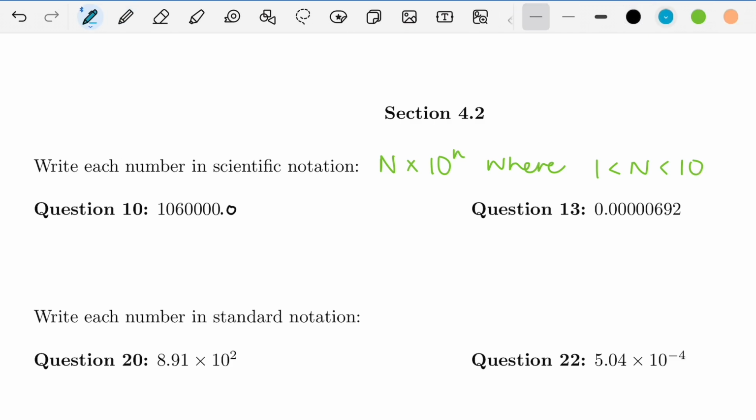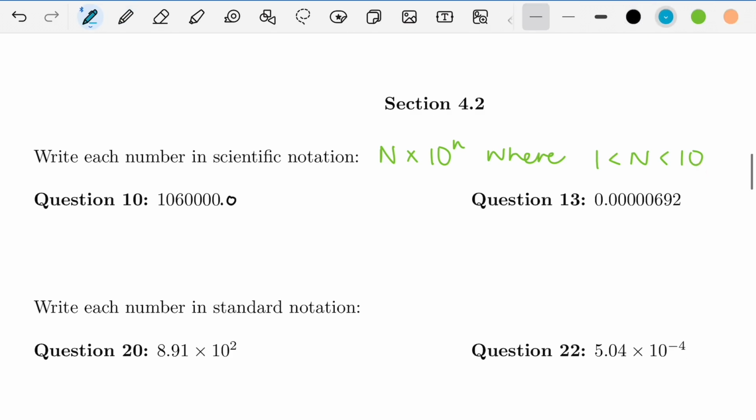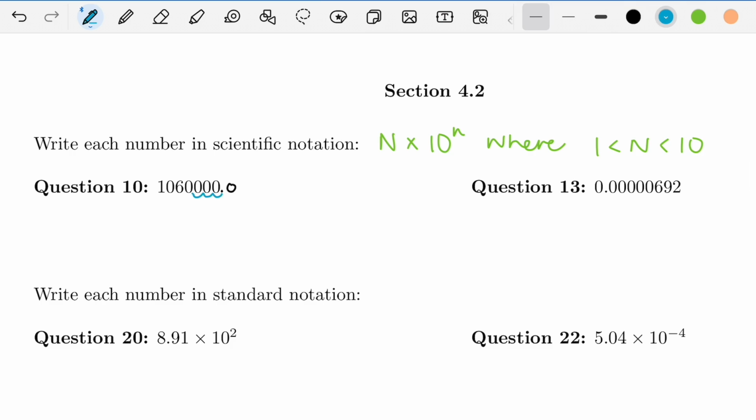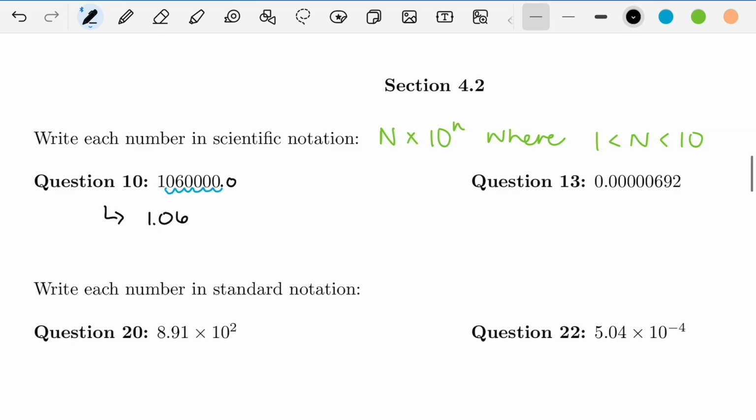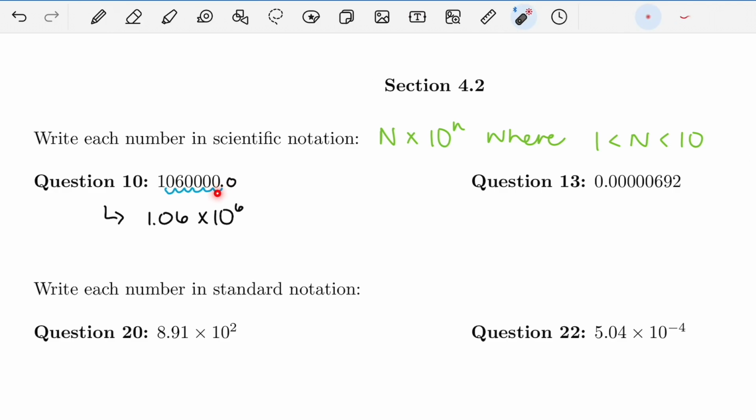So for this first one, we're going to move this decimal, let's see, 1, 2, 3, 4, 5, 6 units to the left here. So we're going to be left with 1.06 as our number, and that's going to be good for n here because it's in between 1 and 10. So we know we've moved the decimal the correct amount of units to the left. And it'll be times 10 to the 6th power because we moved this decimal 6 units. All right, so that's how we would write this number here in scientific notation.